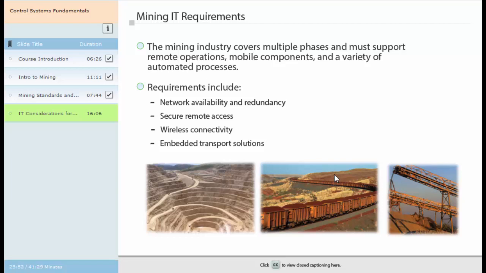Like oil and gas, the mining industry requirements include network availability and redundancy to support a productive and safe operation, secure remote access for mobile and remote operations, and wireless solutions for connecting devices at extraction sites. In addition, mining networks also need to support trucking and coordination with rail and shipping, and therefore share the same embedded transport solutions as intelligent transport systems.